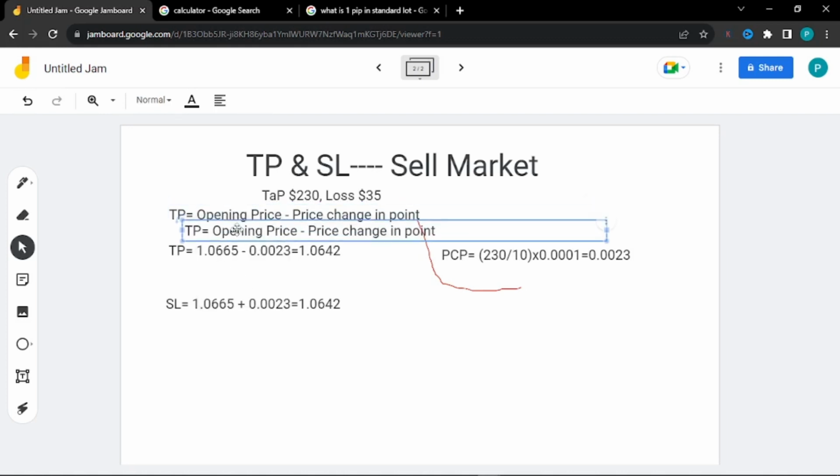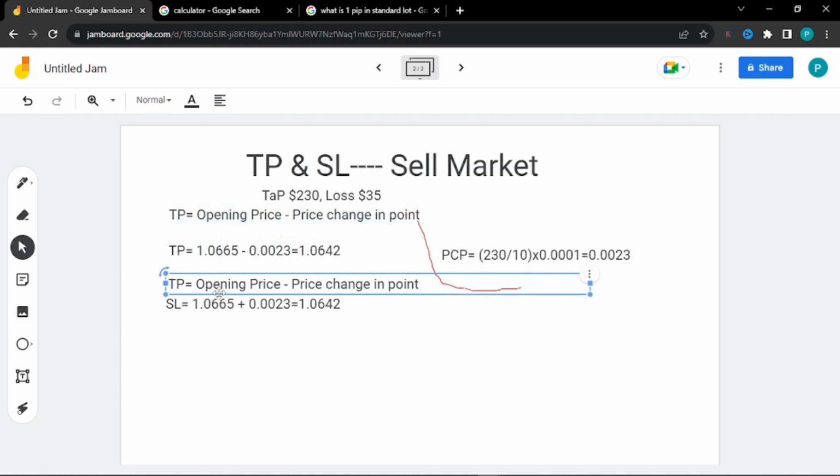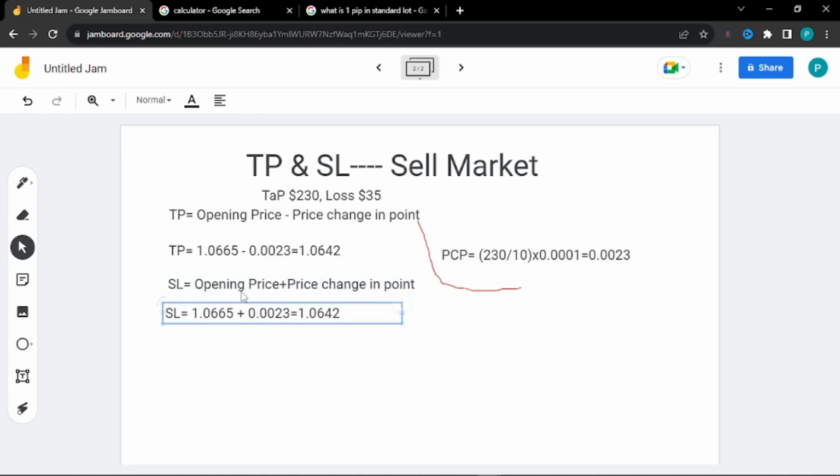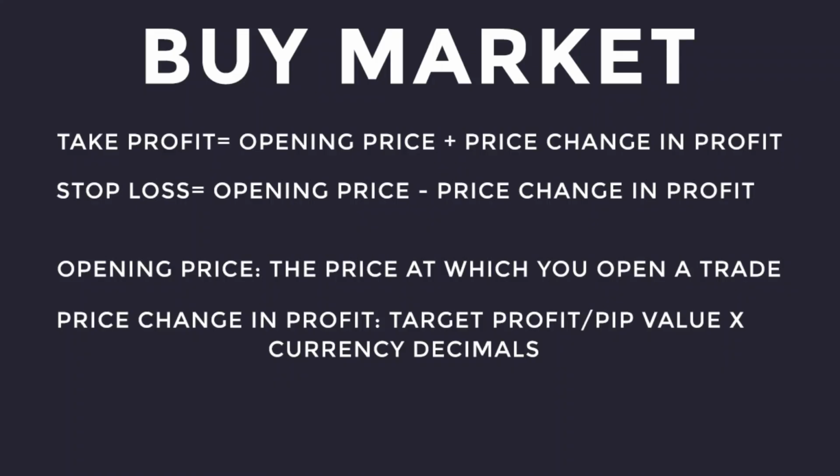So let me just duplicate it. Your stop loss in the sell market will be opening price plus price change in pip. So hope you can understand it here. The formulas are simply the reverse of each other, and I'll be displaying it on the screen so you get a better view of them for your buy market and also your sell market.